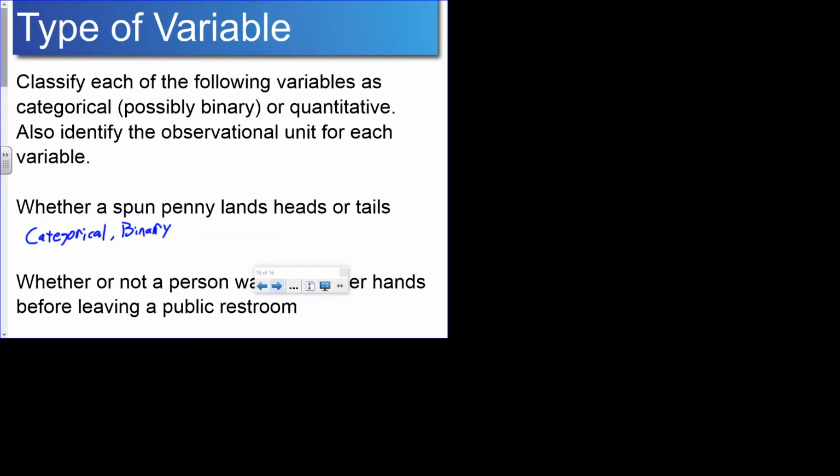Well, whether it lands heads or tails is going to differ from what to what. It's going to differ from, or some will say penny to penny. If you flip a bunch of pennies, it's going to differ, but it doesn't say that. It says a single penny, and then it's spun a bunch of times. So it's going to differ from spin to spin. So each observational unit is each spin of the penny. That is the observational unit for this variable.